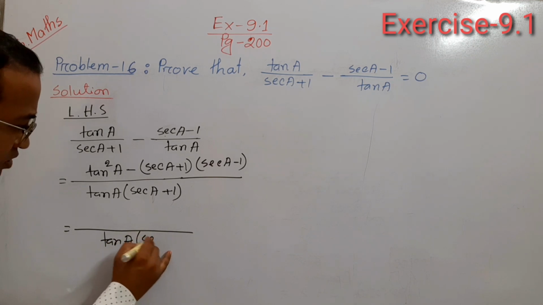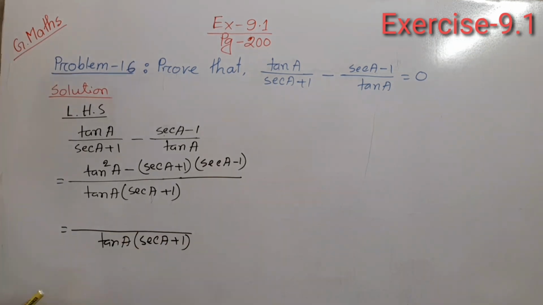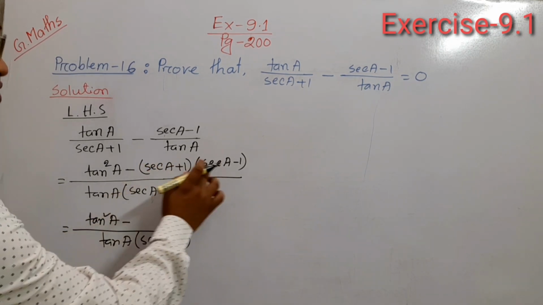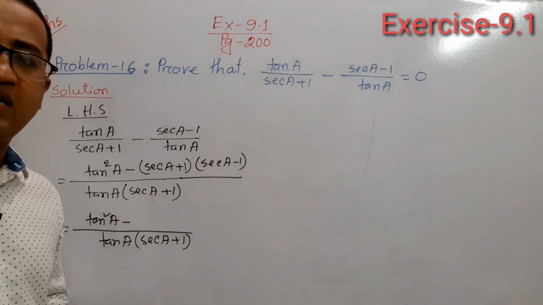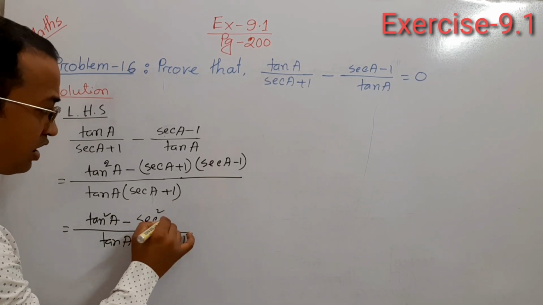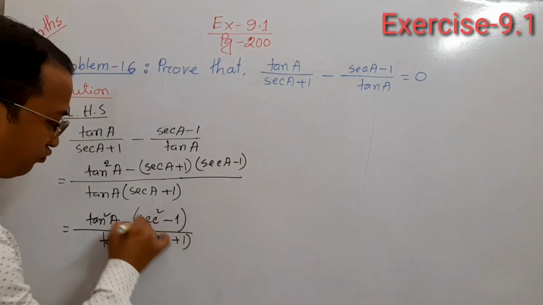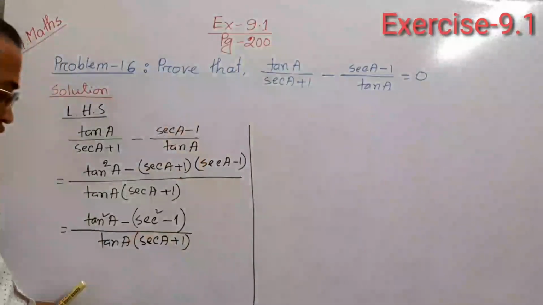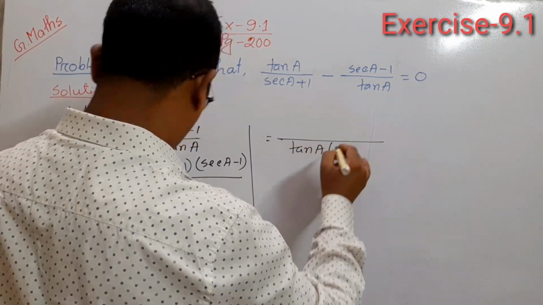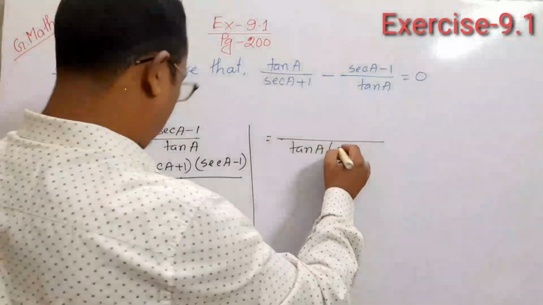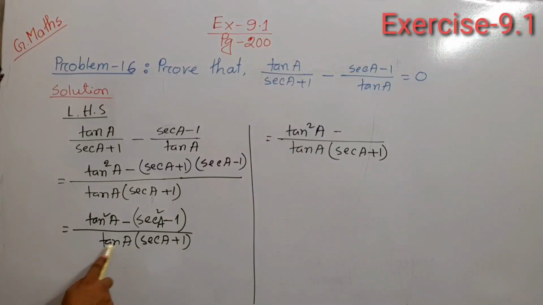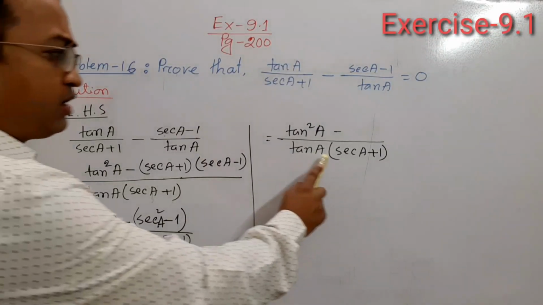Over tan A (sec A plus 1). Now look, here (sec A plus 1) into (sec A minus 1), that is (a plus b) into (a minus b), and it will be a squared minus b square. So we can write, over tan A into (sec A plus 1).